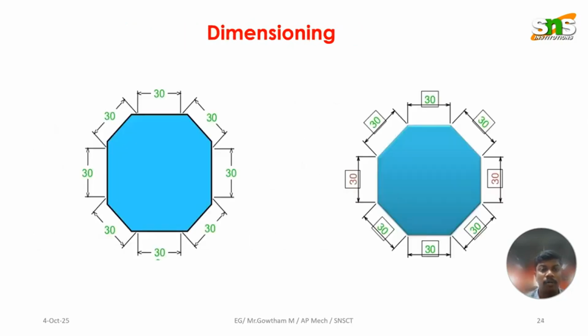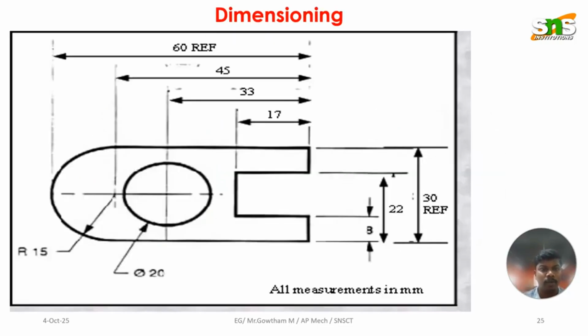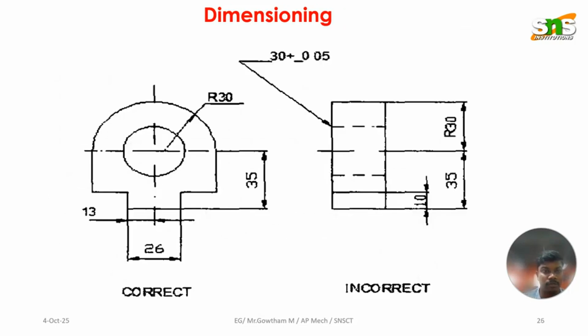Next one, dimensioning. How the product will be dimensioned and how it will be identified for the particular product or dimension. I have shown some representation here. Here is a dimension example. For a circle, it will be mentioned as a diameter, and an arc will be mentioned as R 15 or R something. This is for your understanding. The first one is the right dimension. The second one is the incorrect dimension.